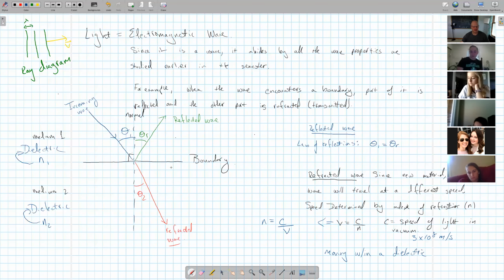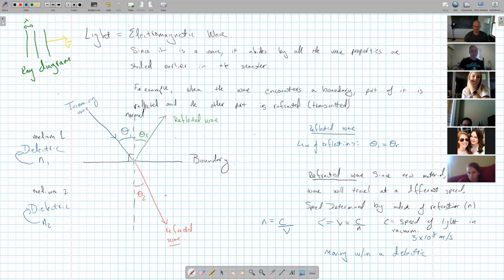So when it moves from one dielectric constant to another dielectric constant, or from one medium to another medium, or from one index of refraction to another index of refraction, the light ends up either bending towards the normal or away from the normal, depending on the ratio of these two dielectric constants. So if it goes from a high dielectric constant to a low dielectric constant, or vice versa, from a low to a high dielectric constant, the light is going to get bent.